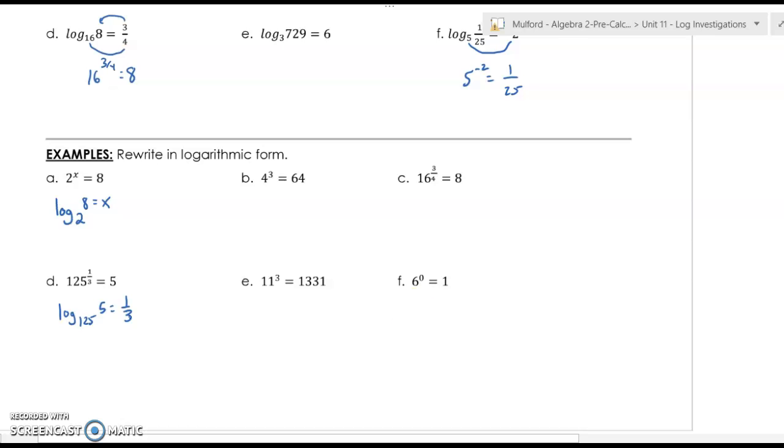How about F? So we've got log base 6 of 1 equals 0. Now, this is a very important one. It doesn't matter what your base is. If you're taking the log of 1, your exponent is always going to be 0. Anything to the 0 power is 1. So I can make that 8,427 to the 0 equals 1. My log expression would be log base 8,427 of 1 equals 0. It has to. Log of 1, no matter what the base is, has to equal 0.